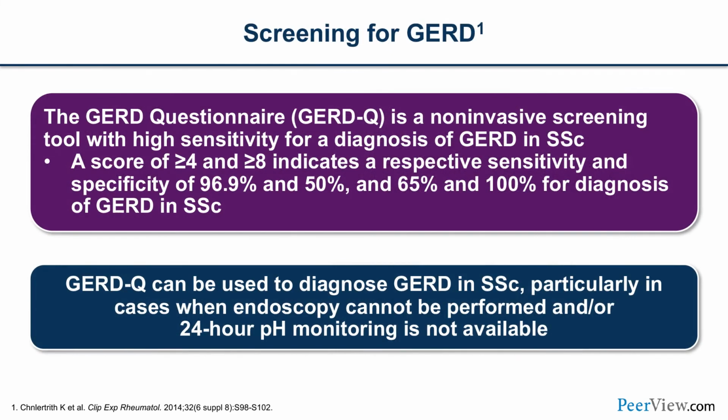For patients that can't have testing done, that may be too hypoxic, too sick to have that done, there are questionnaires, one in particular called GERD-Q, and a score of greater than or equal to 4 indicates a sensitivity of 96.9% and a specificity of 50%. If the score is greater than or equal to 8, then that sensitivity goes down to 65%, but the specificity increases to 100%.